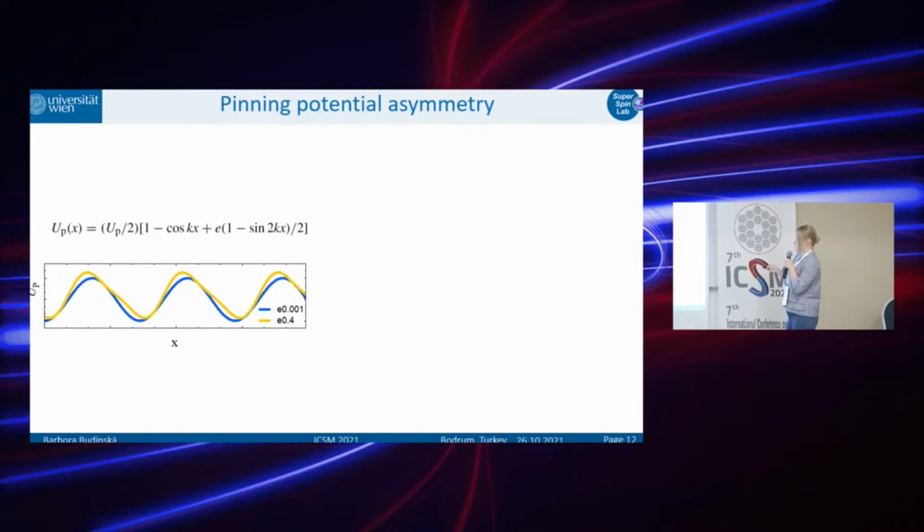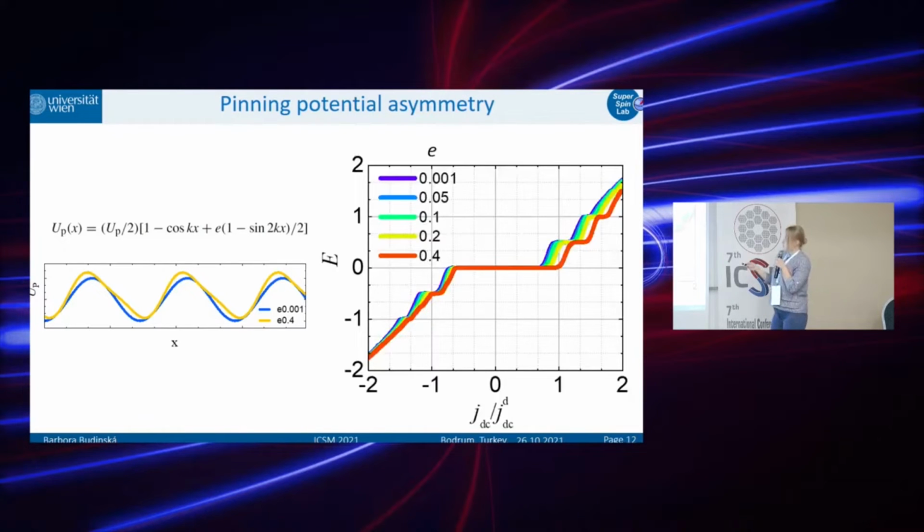And now how does that translate into the experiment? We see that for E equal to 0, the Shapiro steps will be symmetrical towards the 0 of the DC current, but with higher values of the asymmetry parameter, we will see that the depinning current will be moved to higher currents in the direction of the hard slope, but to lower currents in the direction of the easy slope.